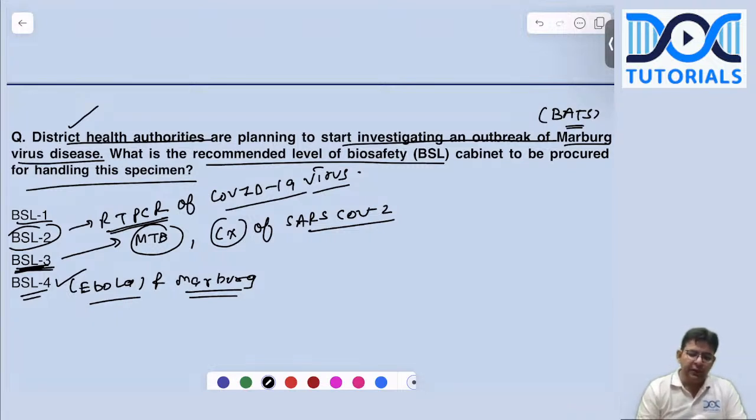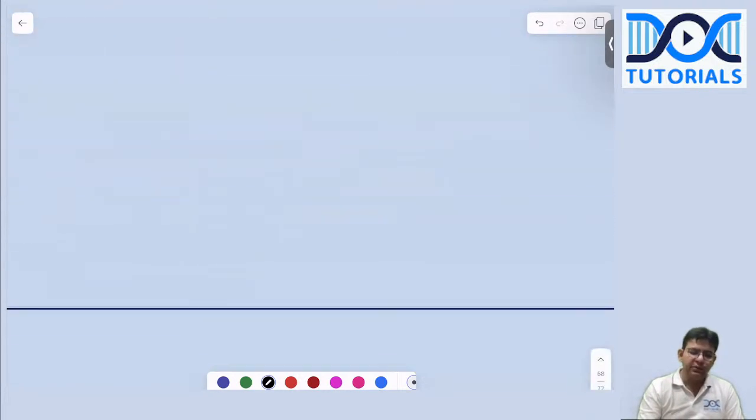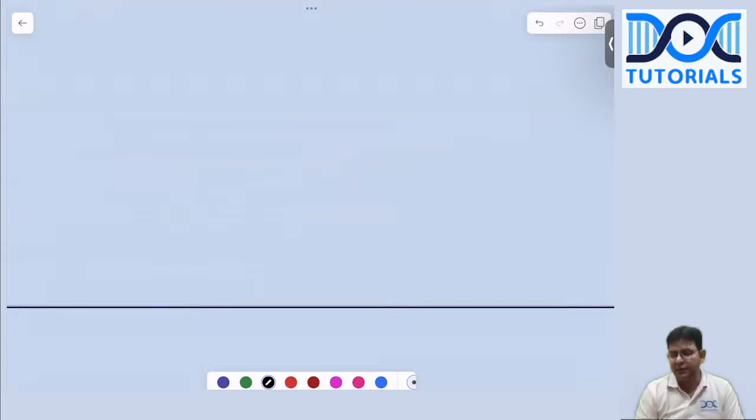Okay. So Ebola, Marburg, BSL-4. BSL-3, MTB, culture of this is done. SARS-CoV-2, BSL-2, RT-PCR of this, and the others like anthrax and all can be handled easily in this one. And BSL-1 is for the simple ones like Aspergillus, Bacillus thuringiensis and all that. Okay. MRSA is not a big problem. It can be in BSL-1. No problem, because they don't spread by inhalation. So inhalation is a problem basically. That's why we need BSL-4 for Marburg and Ebola.